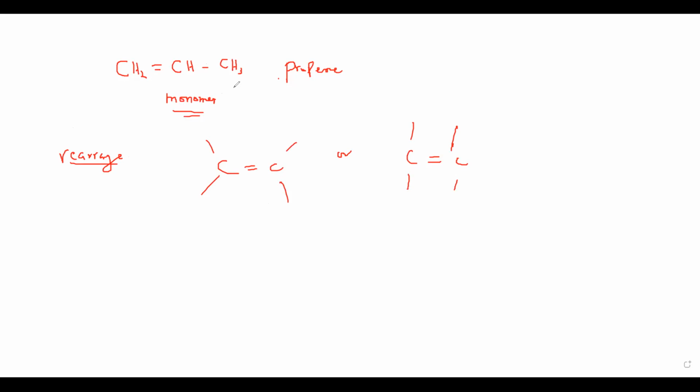So first thing we have to do is rearrange the monomer. How do we rearrange the monomer? In this example, these are the 2 carbons which have a double bond. Then one side has 2 hydrogens, so 1 hydrogen up, 1 hydrogen down. Then this carbon has 1 hydrogen, up and down. And the second one is the carbon chain, so it will be CH3. So that's also a monomer.